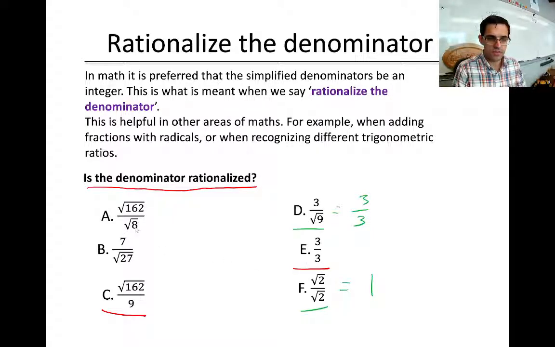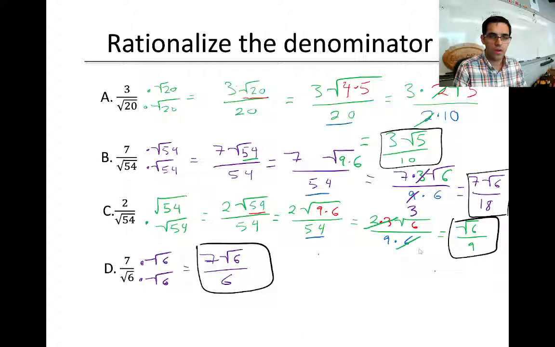A has a square root of 8 on bottom, so that's not a rationalized denominator. B as well, D and F as well. Now a lot of these we can simplify or rewrite with rational denominators really easily. However, when we get stuff like this, there's a trick we can use that'll work every time. It's not the quickest way always, but it will always work.